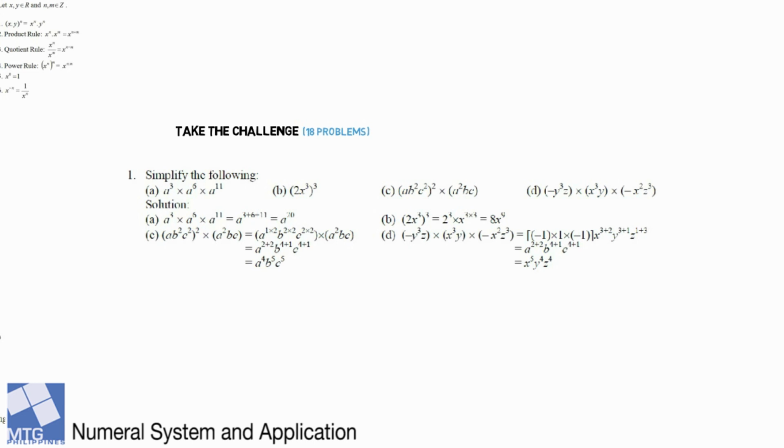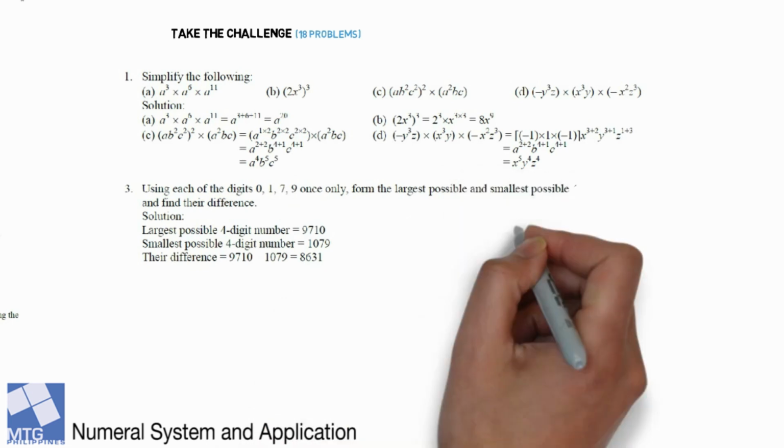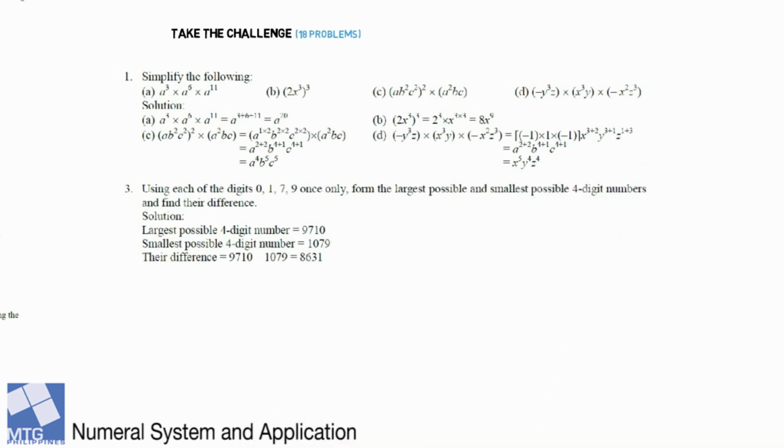For item number 3, using the digits 0, 1, 7, and 9 only once, we are going to determine the difference of the largest and the smallest number that we can make. So the largest number that we can write here is 9,710, while the smallest is 1,079. Thus, if we subtract the two numbers, 9,710 minus 1,079, we will have the difference 8,631.